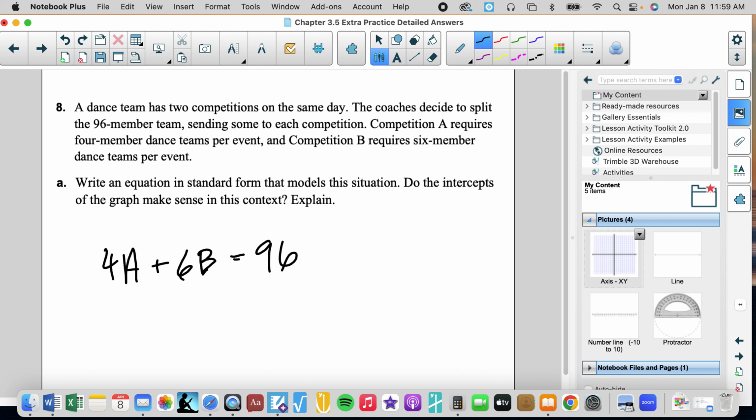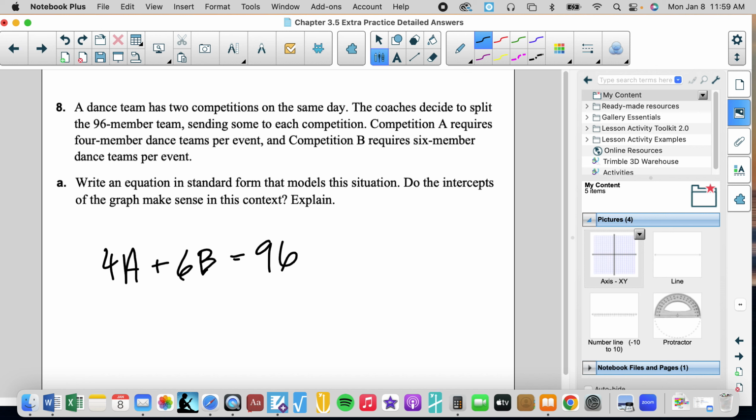And then for every B competition group requires 6 members. And we want the sum of those 2 groups to add up to 96. Do the intercepts of the graph make sense in this context?